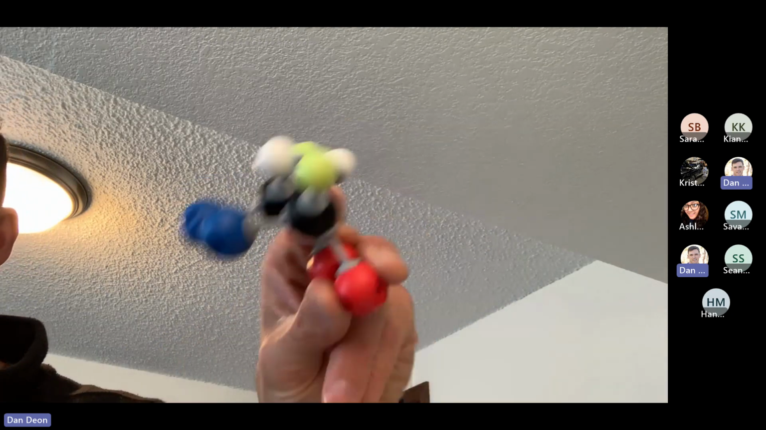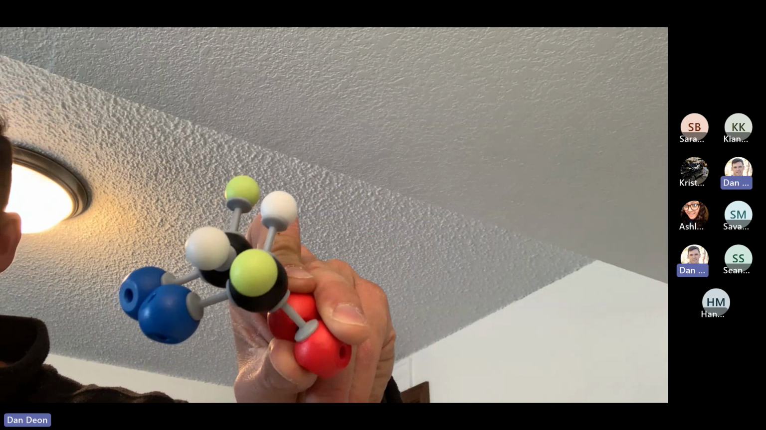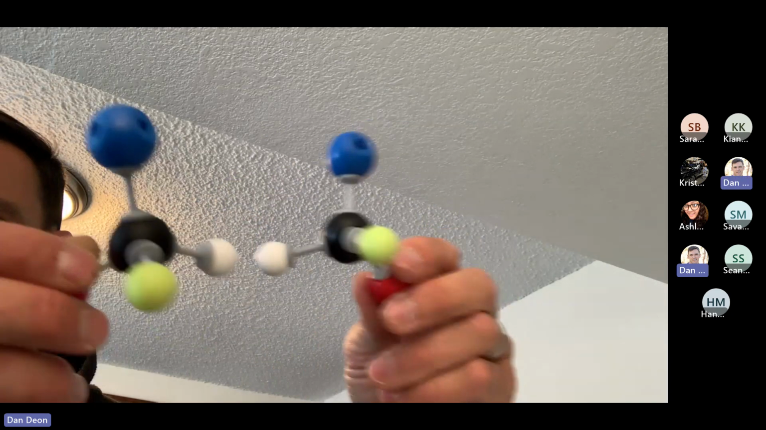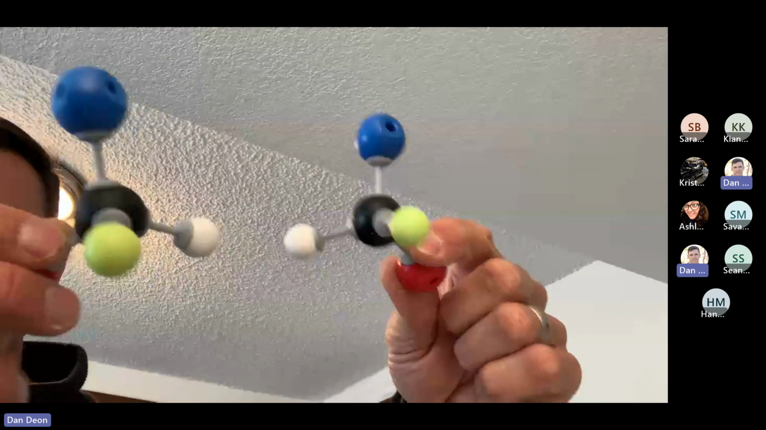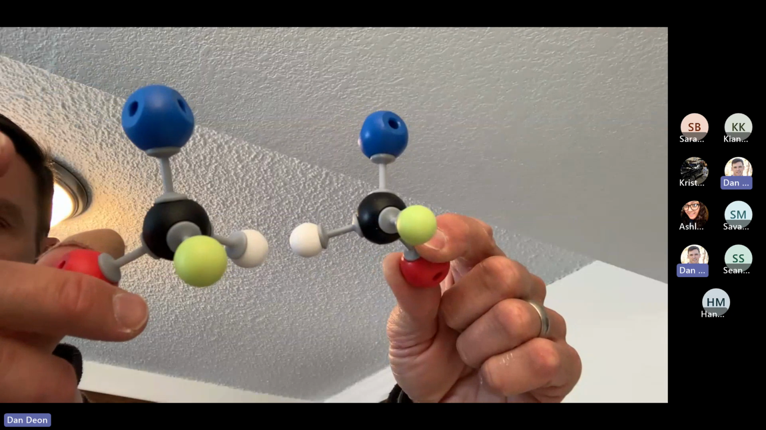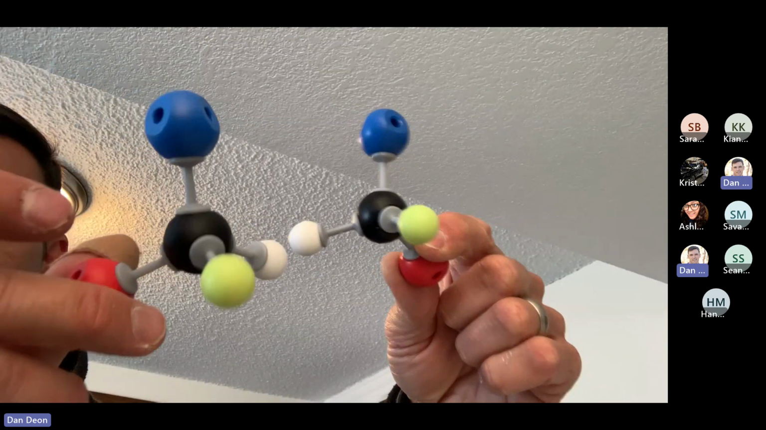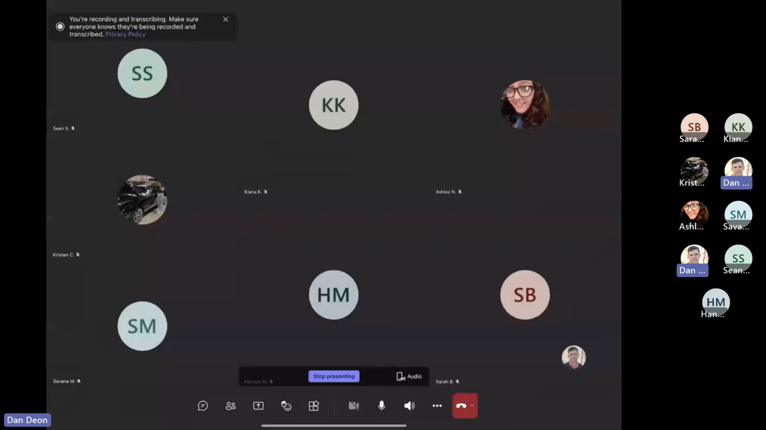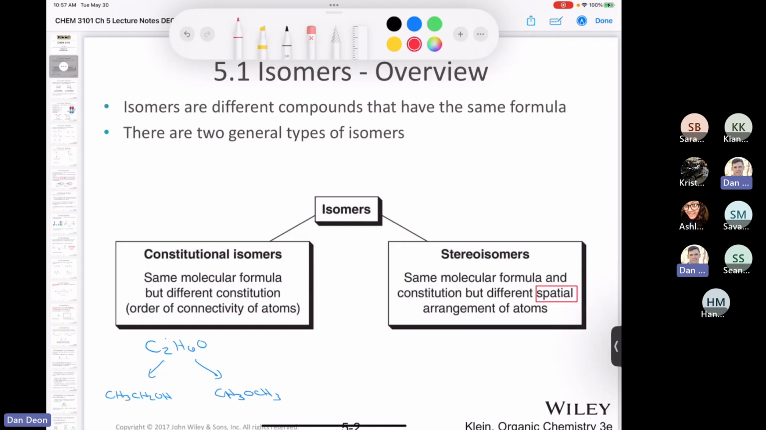If I overlap the green and the blue, now you can see that the white and the yellow or the green, they're not matching. So these two molecules have the same constitution. They're both a black connected to a green, a red, a blue, and a white, but they are not identical molecules. And so that's something that we want to keep in our mind as we move forward. So we can have the same connectivity, but we have a different arrangement of those atoms in space, and so they are not identical. All right, and that's what we call stereoisomers.